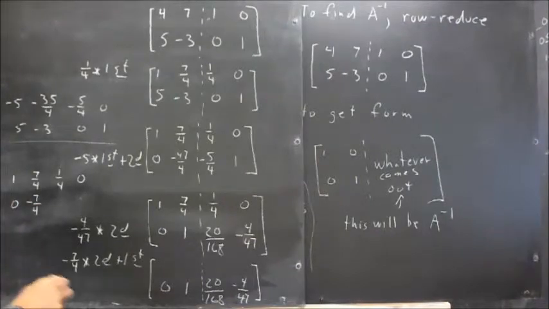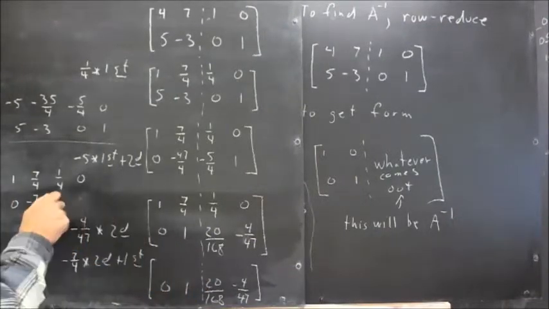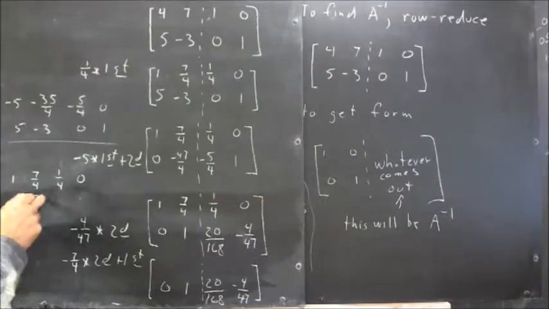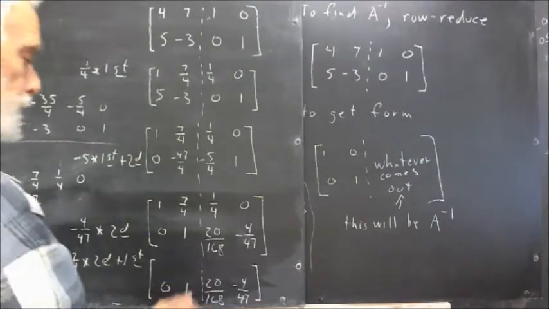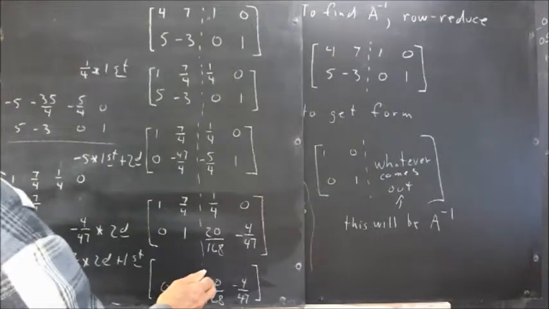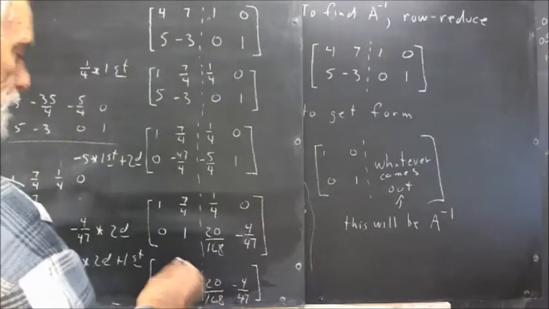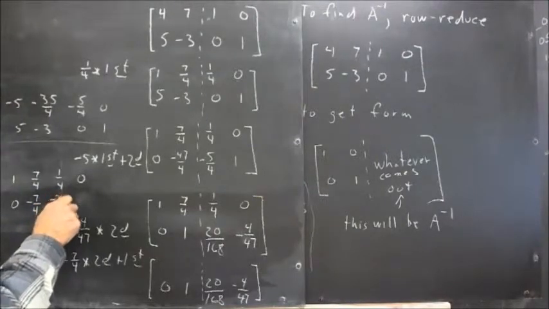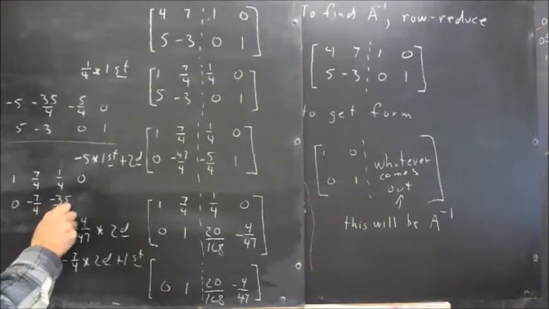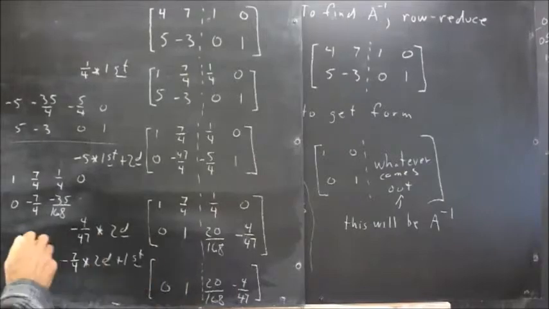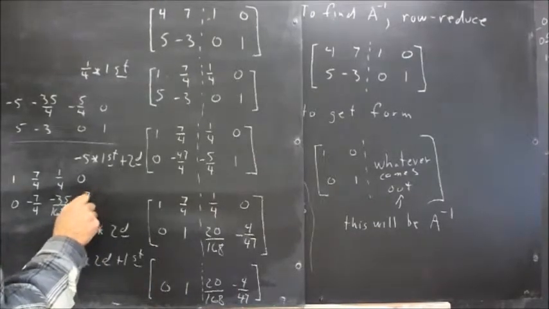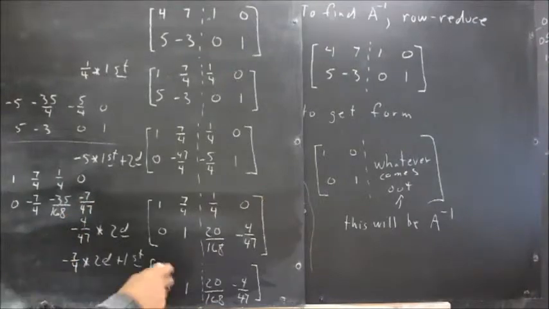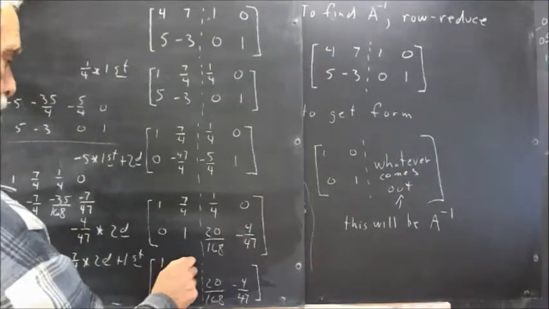And then we're going to have 7 times 20 is 140. But okay, if we're multiplying 7/4 by this, the 4 is going to divide the 20. It's going to make that a 5, and 7 times 5 is 35. It's going to be negative 35 over 168. And this is going to be negative 7 over 47. So that our first row is going to be 1, 0.